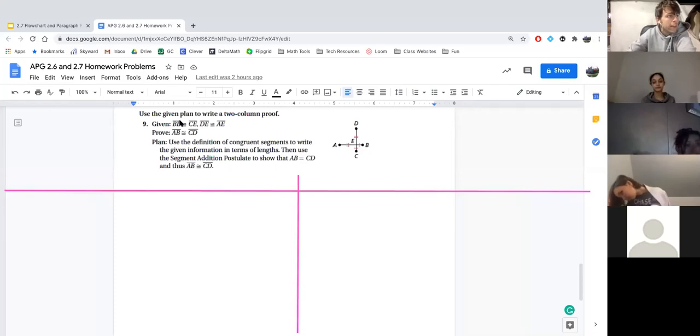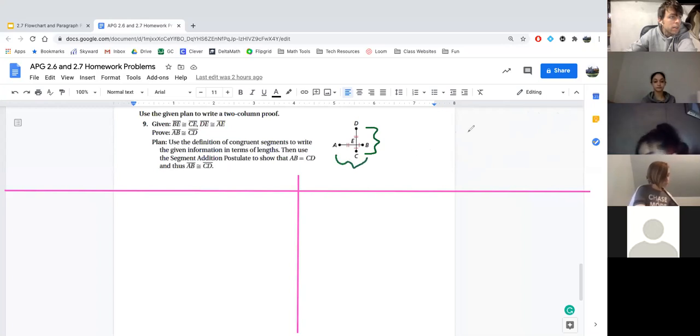So what we need to do is identify our given information, make sure we understand what we know already. In this case, we know that BE and CE are congruent, and we know that DE and AE are congruent, and those are marked on the picture. And we also need to make sure we know what we're trying to prove. In this case, we're trying to show that segment CD and segment AB are equal to each other. So the bigger segments here.